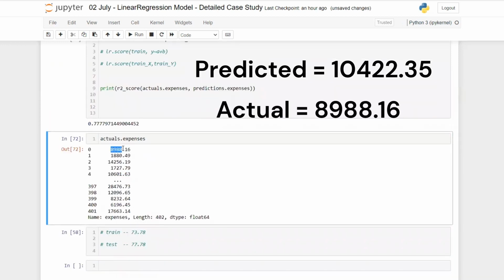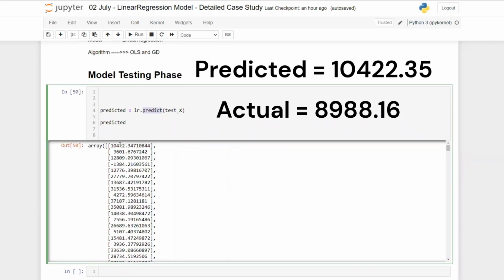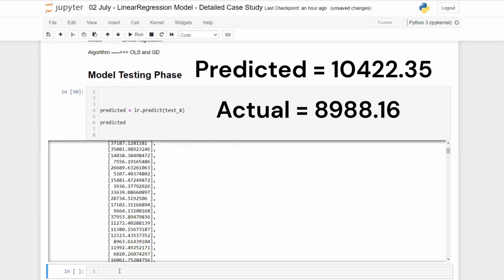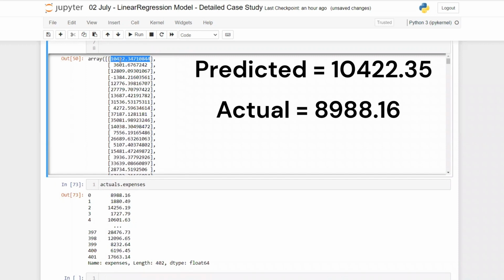Actual value was 8,900, right? But the model predicted 10,000. So that means there is an error in the model, right? If we look at the predictions, guys, the predicted value from the model for the first person is 10,000. For the second person, it is 3,600. But what was the actual value? Actual value was already available to us, correct? So it was 89,000. So there is some error in the model, right?